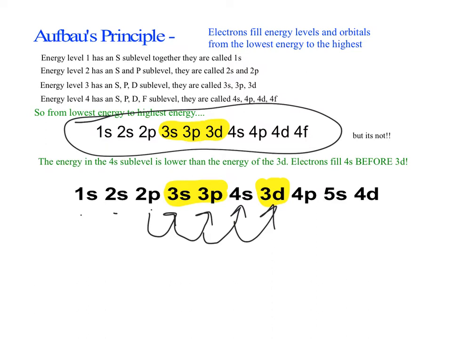4s is really simple, remember it's just a sphere, whereas 3d has those crazy complicated lobes, with the one that's spinning, so it's a little bit more complicated, and since it's more complicated, it actually requires more energy. It's just to the point where it's easier to get into a higher energy level but simpler orbital than it is to get into a lower energy level but more complex orbital.